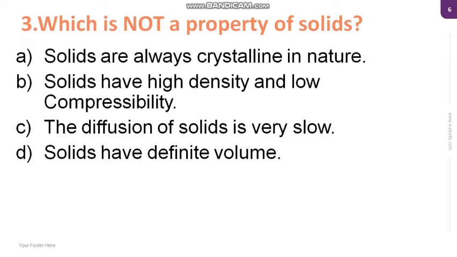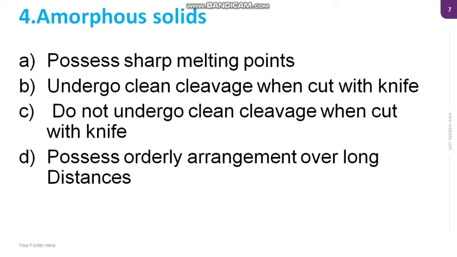Next MCQ: amorphous solids are. These are the four options. Option A, amorphous solids possess sharp melting point. Option B, undergo clean cleavage when cut with a knife. Option C, do not undergo clean cleavage when cut with a knife. And option D, possess orderly arrangement over long distance.